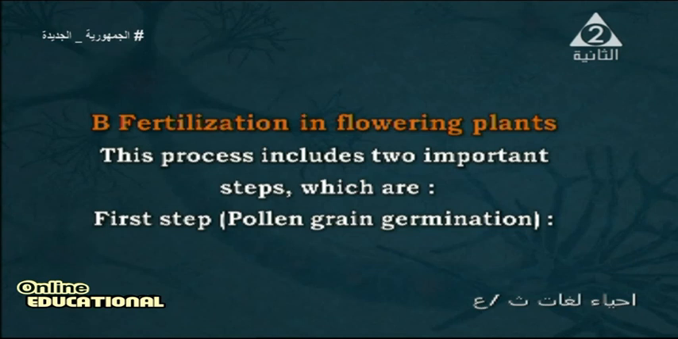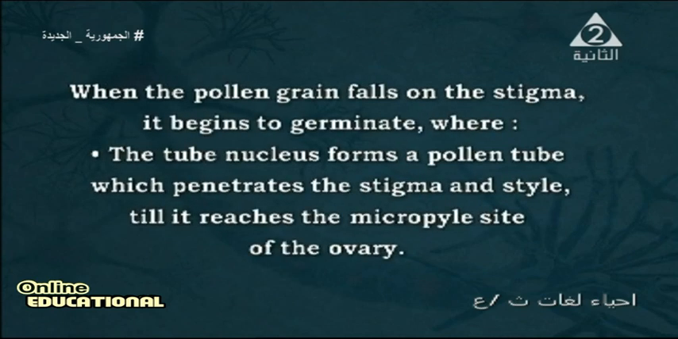Now, fertilization in flowering plants. This process includes two important steps. Number one, pollen grain germination. When the pollen grain falls on the stigma, it forms a pollen tube and moves through it until it enters the ovary when it reaches the micropyle. The micropyle is found inside the ovary.